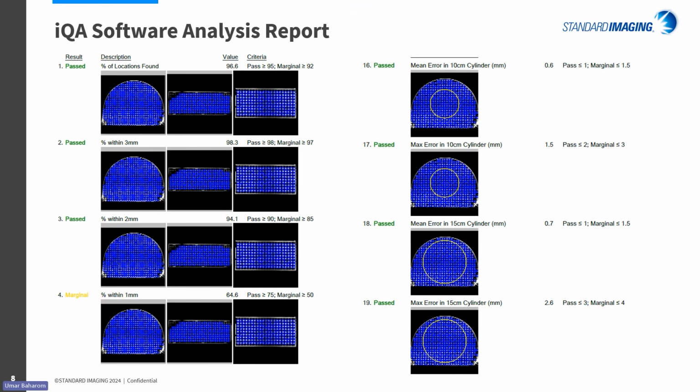So the Phantom comes with the software as well. This is the IQA software analysis. Basically, again, with the distortion, we're just looking at the areas where you will see any issues. So you see a kind of heat map.